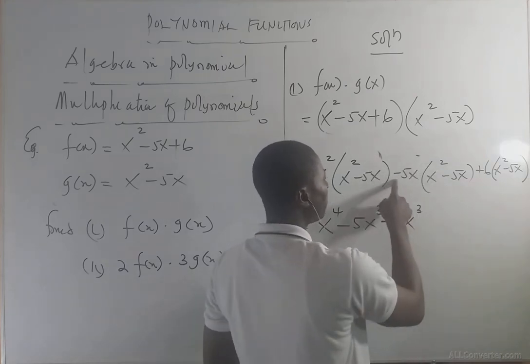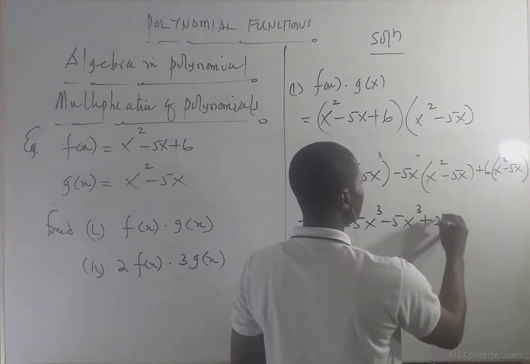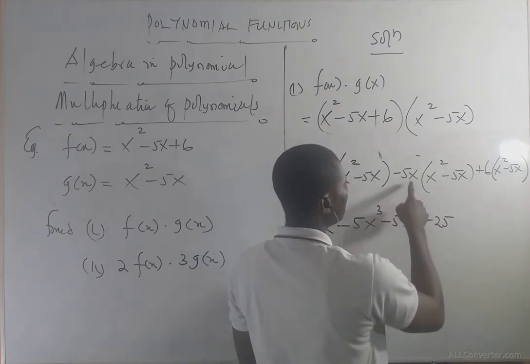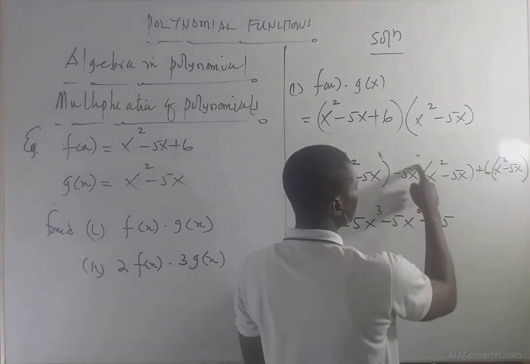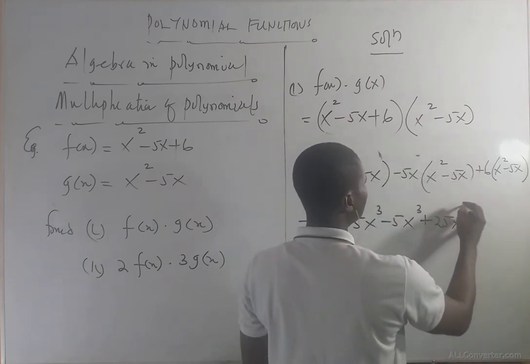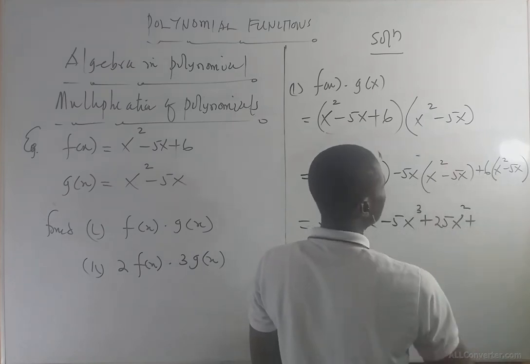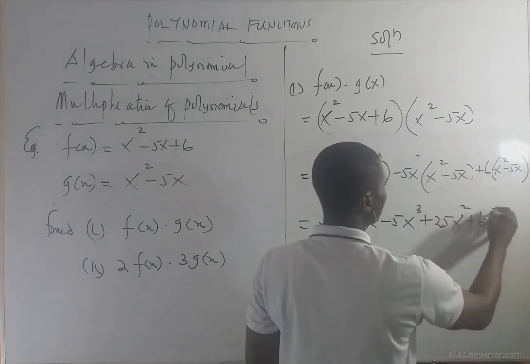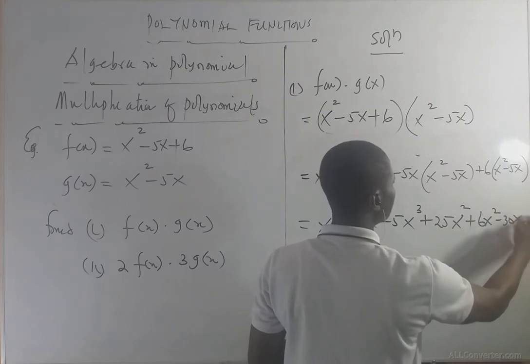Okay, so minus 5 times minus 5 will give us plus 25. Then x exponent 1 times x exponent 1. When we add the exponents 1 together, then we have x exponent 2. Okay, then we have plus 6 times x squared, which will give us 6x squared. Then 6 times minus 5x gives us minus 30x.